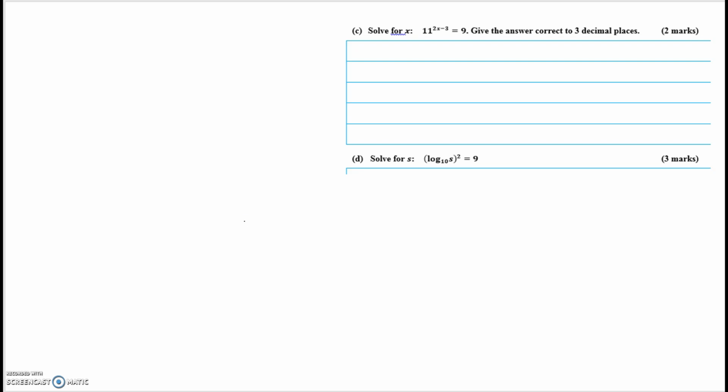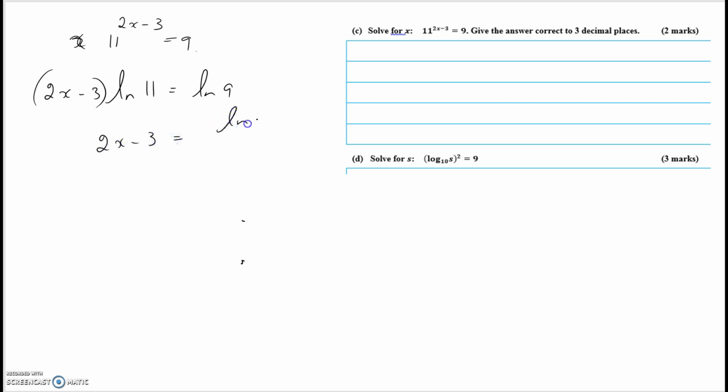Solve for x. 11 to the power of 2x minus 3 equals 9. Same thing, use the rule, bring it down to the front. So it's 2x minus 3 natural log, or log, doesn't matter, equals natural log of 9. 2x minus 3 equals natural log 9 over natural log 11. 2x equals that plus 3. And now we need to divide it by 2.